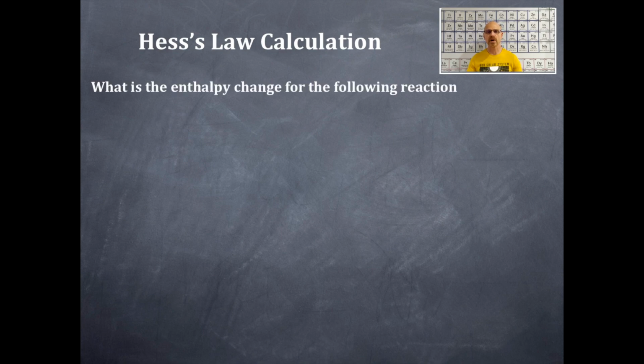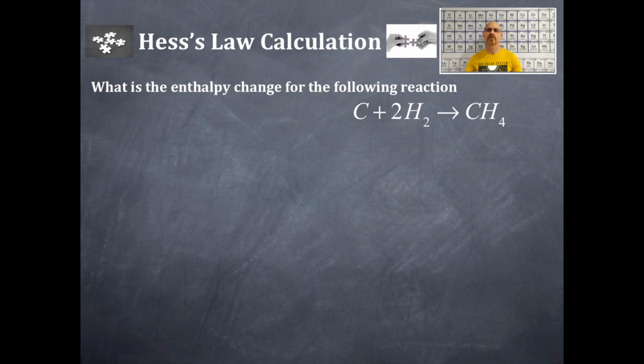All right. So the question is, what is the enthalpy change for the following reaction? That's carbon plus 2 hydrogen molecules gives me methane, that's CH4. We're going to solve for that. Remember the puzzle pieces, and we're going to flip them, we're going to turn them, and flip and turn potentially, or maybe do nothing at all and just put them right together.